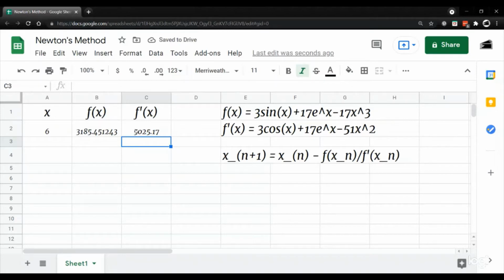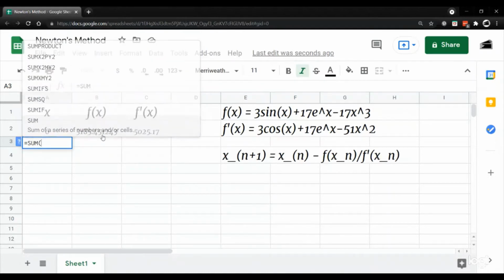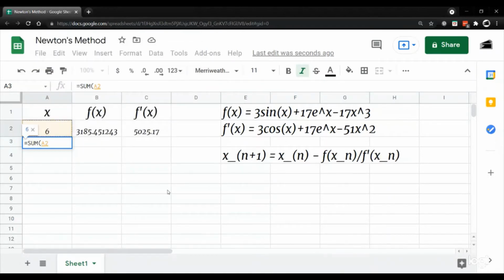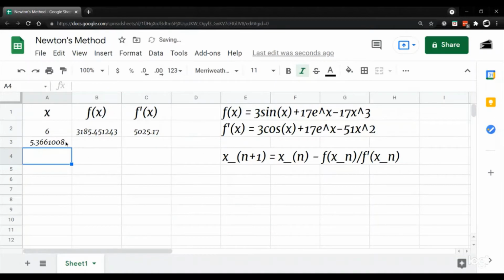Now, at this point we can compute these things pretty straightforwardly, but the next thing is we need to know what is x sub n plus 1, so what is our next x value? And we can use this rule. It's going to be equal to the sum of x sub n, the x right above it, minus f of x sub n, here's that, divided by f prime of x sub n, which is that. And then we can go, boom, there we go, we got that.